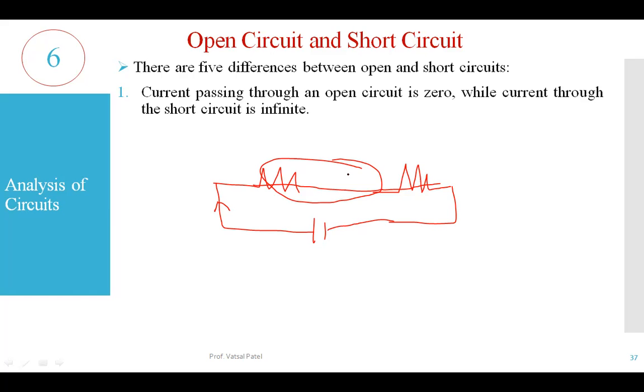Do you have any questions here in the first point of the difference, that the current passing through an open circuit is equal to 0? When the current is passing through the short circuit, that will be infinite. Yes, I think this is understood now. See, the short circuit, it is actually indicating what?